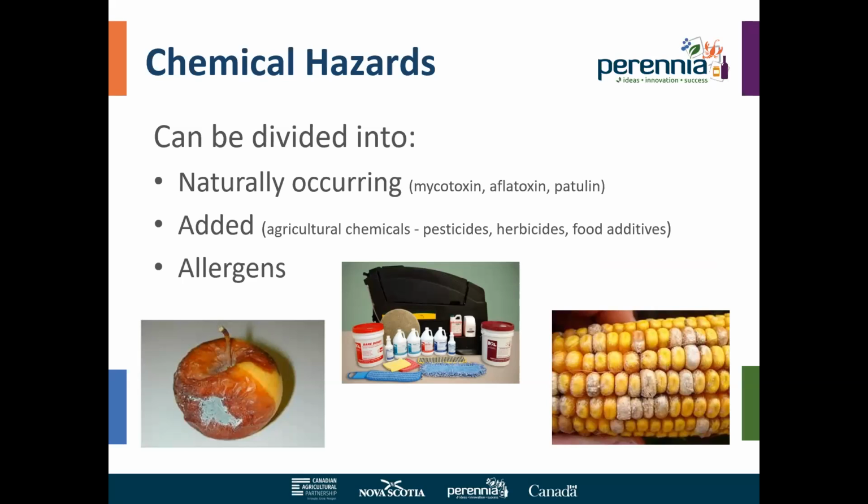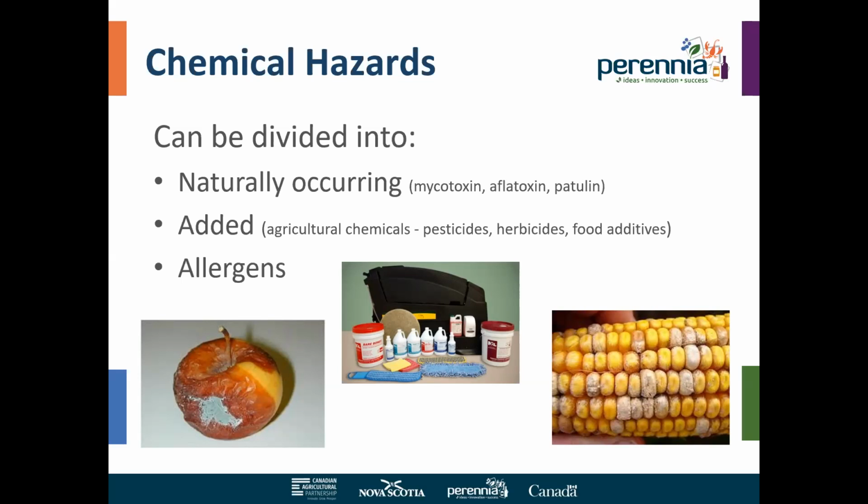Chemical hazards. These can be divided into a couple different sections. So naturally occurring, those are the mycotoxins, aflatoxins, patulin, and then there are added chemicals as well. So those added chemicals that we're talking about, those are pesticides that you may be adding, or herbicides, or any food additives. Keep in mind that under the chemical hazards, there are also two other things to consider, and those are your allergens and also the radiological hazards as well, as we talked about on the previous slide.